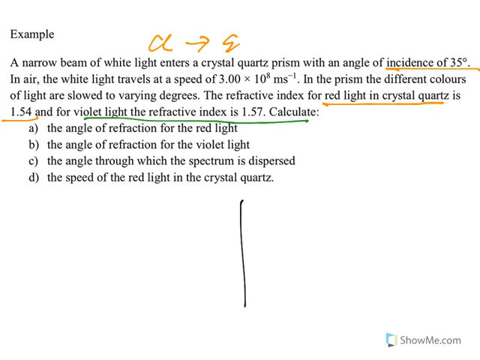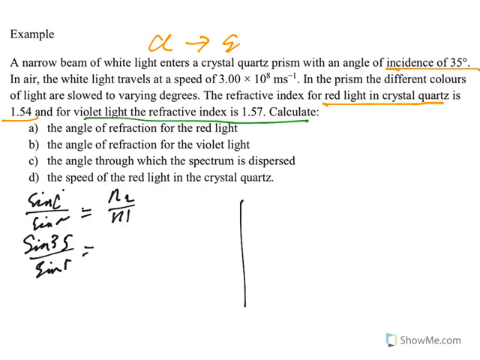All right, angle of refraction for the red light. So we're using sin i over sin r equals n2 over n1. The angle of incidence is 35, so sin 35 over sin r. And remember, it's the red light, so I've got to use the refractive index in the crystal for the red, which is 1.54, over 1 for the air. And then when we rearrange that and work that out, it's 21.87 degrees.